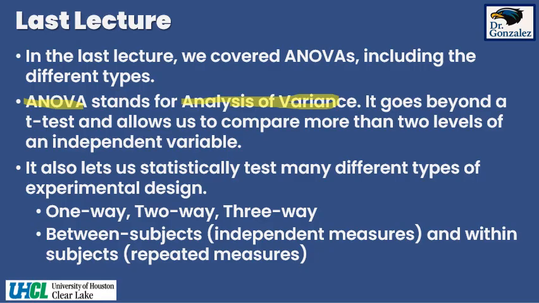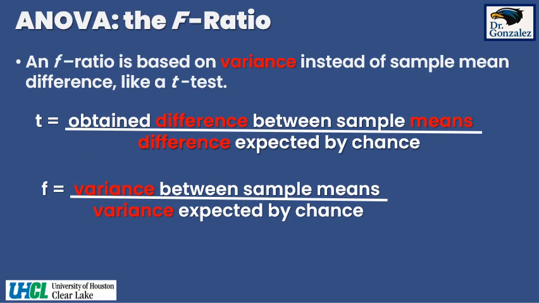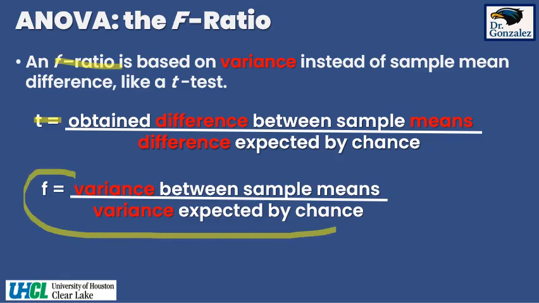An ANOVA is also going to let us statistically design many different kinds of tests that are important in experimental design. We have one-way, two-way, three-way, and we can also do anything between subjects and within subjects. Remember, you also have mixed measures from that. So the end goal of an ANOVA is to produce the F ratio, which is based on variance instead of a mean difference. Mean difference is going to be your t-test that we did. You've got your obtained difference between sample means over the difference you're expecting by chance. Our statistic this time is the variance between sample means divided by the variance expected by chance. So instead of differences in means, we're looking at the variance between means.